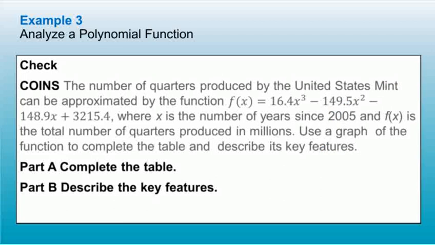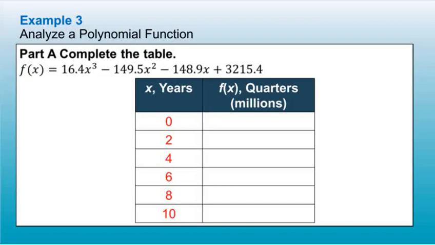On to our next example. The number of quarters produced by the U.S. Mint can be approximated by the function f of x equaling 16.4x cubed minus 149.5x squared minus 148.9x plus 3215.4, where x is the number of years since 2005 and f of x is the total number of quarters produced in millions. Use a graph of the function to complete the table and describe its key features. So here we're going to complete that table. So we'll grab our calculator.